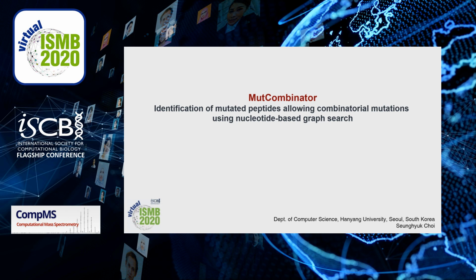Today, I'm going to talk about MutCombinator, which is software to identify mutated peptides, allowing combinatorial mutations using nucleotide-based graph search.